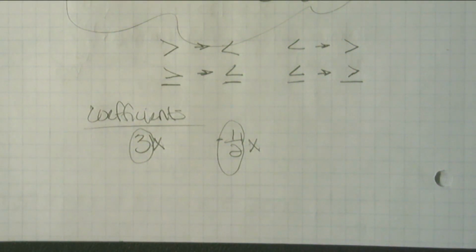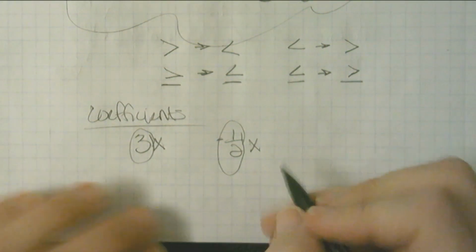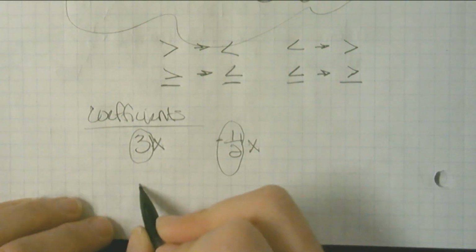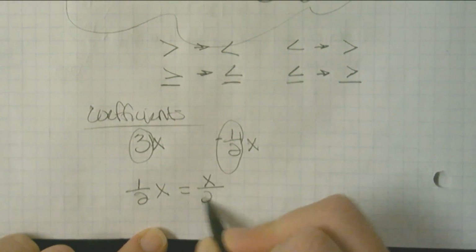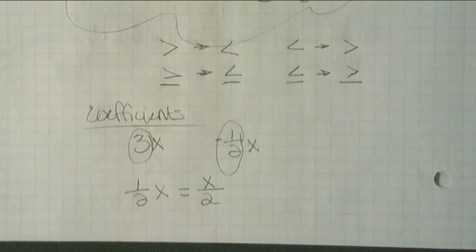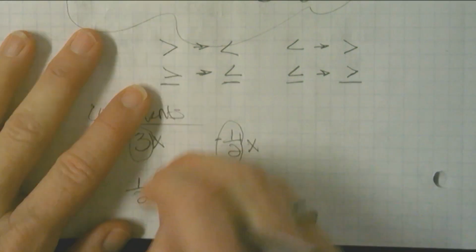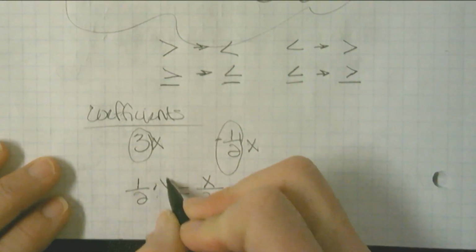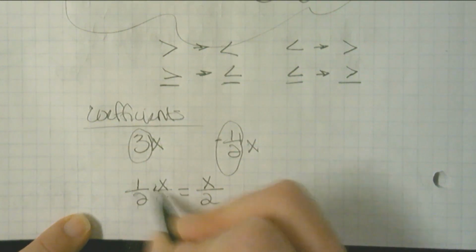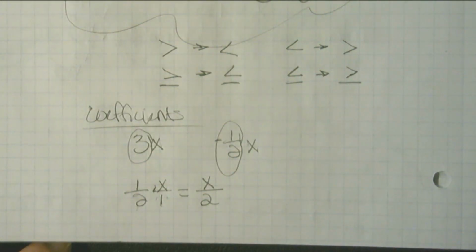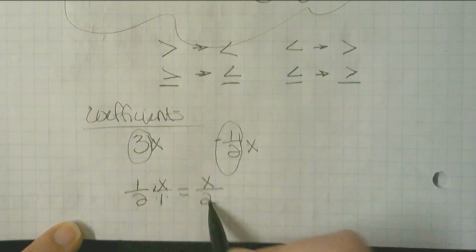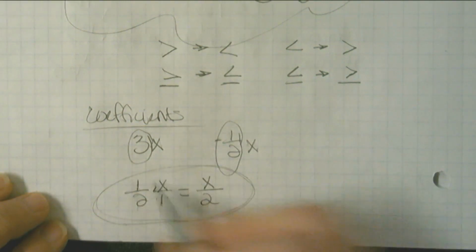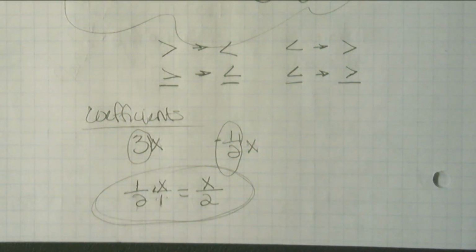Now I talked to you guys a little bit about this yesterday, but I want to dive into this a little bit more. I'm going to write this as 1/2 x. This is the same thing as x over 2. If I'm multiplying 1/2 times x, that's like 1/2 times x over 1. When I multiply my numerators, 1 times x is x. I multiply my denominators, 2 times 1 is 2. So 1/2 times x is the same thing as x over 2. Are you guys cool with that?